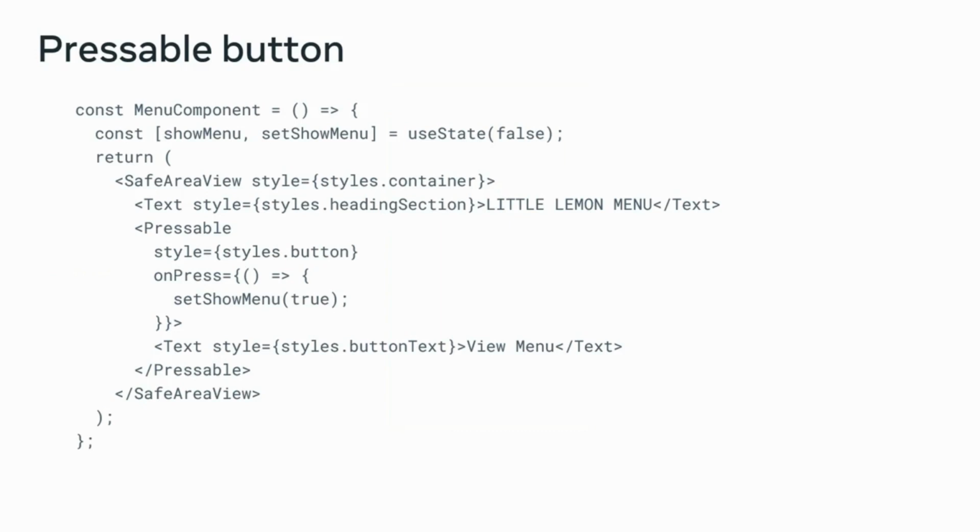Also, notice that the onPress method has been defined. This means that when the user presses the View menu button, it invokes the onPress method, which sets the show menu state to true. Developers often use this pattern where a local state of the component is updated after pressing a button or pressable area.